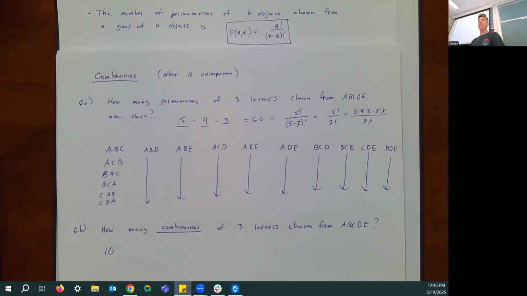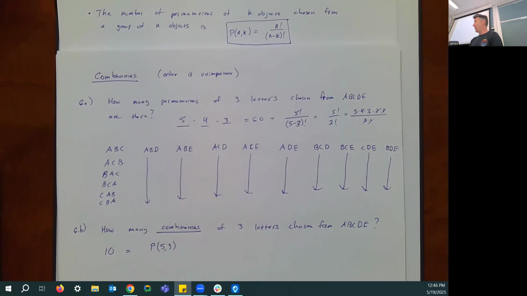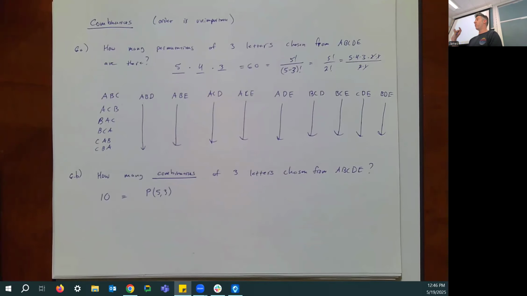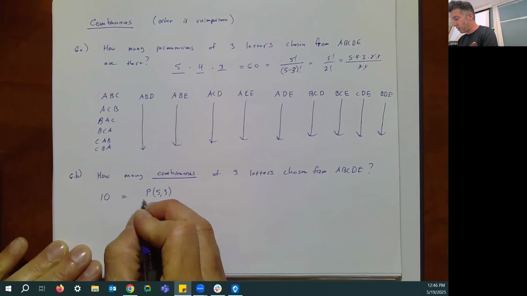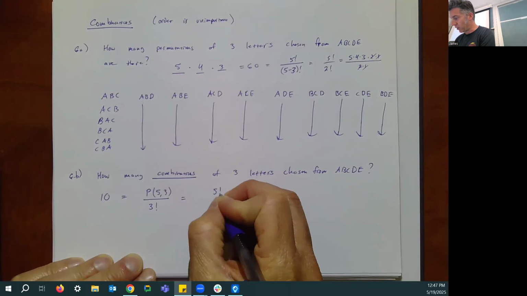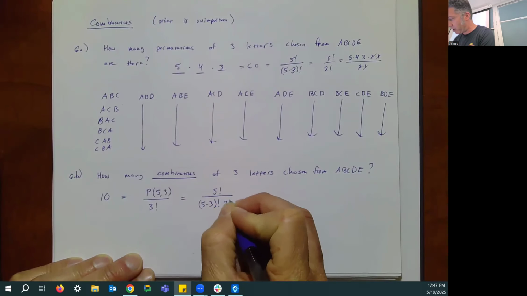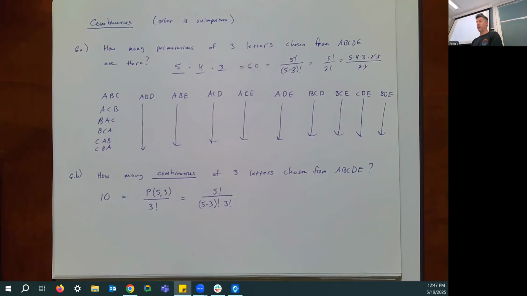but it's 10 because we've taken the number of permutations of 3 things from 5 things, and divided it by the number of ways of permuting the 3 things we've chosen, right? We don't want to overcount by a multiple of 6. So we're going to divide by 3 factorial. And this is correct. That's going to end up being 5 factorial over 5 minus 3 factorial, and also divided by 3 factorial. Let's write it out.